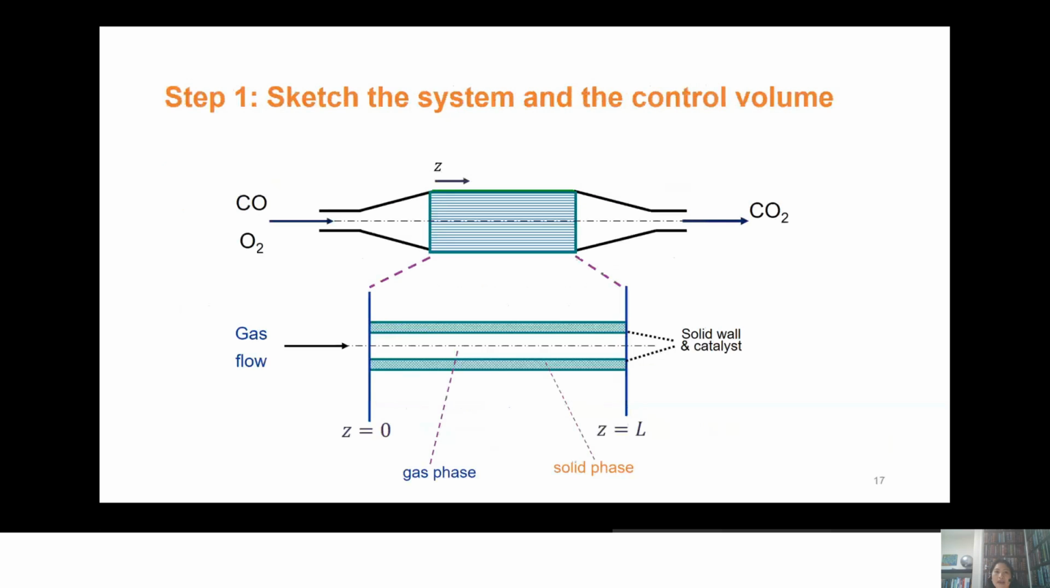Remembering our systematic approach to model building, the first step is to draw a sketch of the system and the control volume. This is a rough sketch for now, but we will make more detailed ones and annotate them when we write the material and energy balances. So this is the monolith, from a different view. This is seen from the side with the channel running left to right.